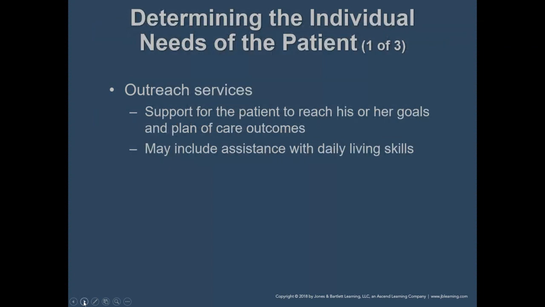Now, with the other services that they might need, determine what those are. Get the backstory and get the extent of the issue. Make sure that we know all that we need to know. For these outreach services, do they really need somebody coming in to help them with washing themselves? Do they need an NA? If they can't afford an NA, what can we do?